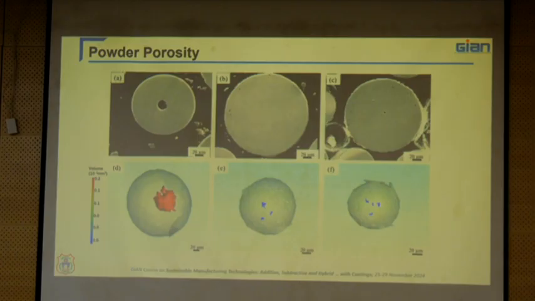Because these are very, very important aspects when we use these powders in additive manufacturing. When we have cracks, porosity or lack of fusion, we need to understand whether this is caused by the process, by porosity in the powder, or whether it is a lack of fusion.